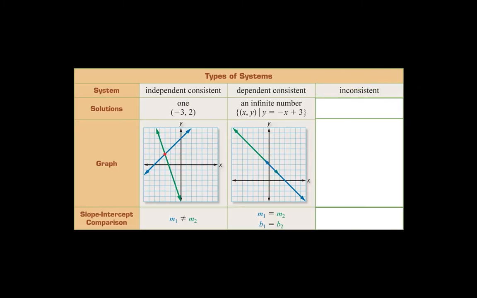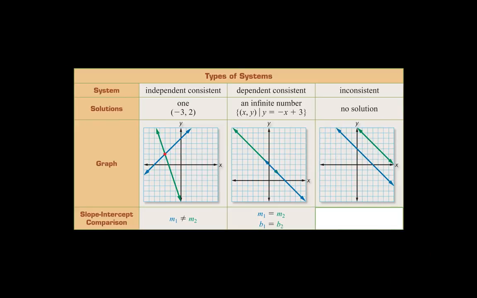The last type of system is an inconsistent system, and there will be no solutions in this type of system. The only time this happens is when your lines are parallel. When your slopes are the same for your two lines, but your y-intercepts are different. These are the types of systems, describing how many solutions they have and if your lines are independent or dependent. So that is all that I have for you.